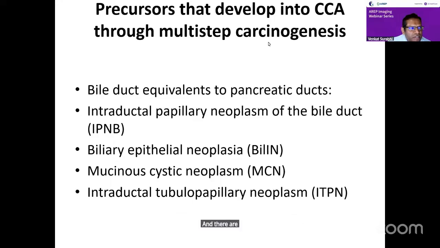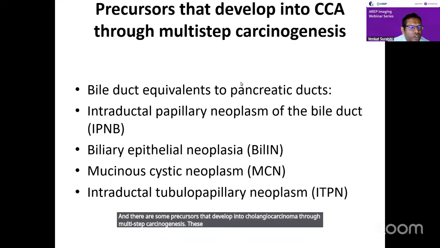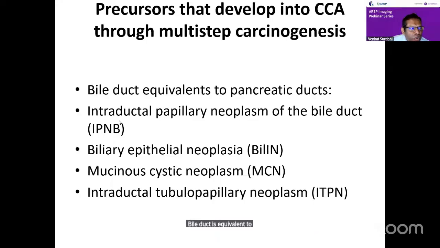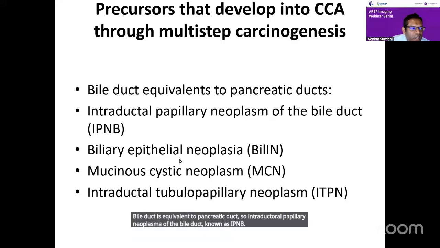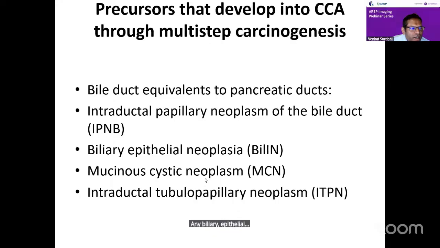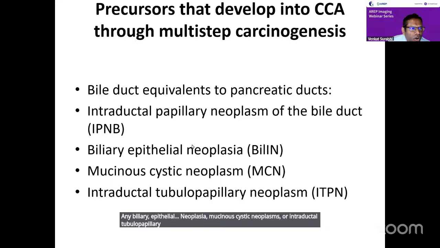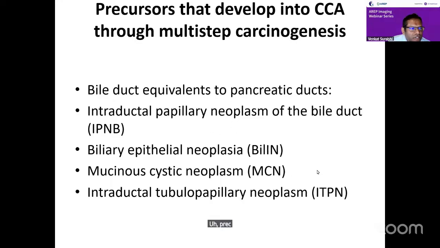And there are some precursors that develop into cholangiocarcinoma through multi-step carcinogenesis. You have to think in terms of the pancreatic duct, like IPMNs of the pancreatic duct being a risk factor for pancreatic adenocarcinoma. Similarly, the bile duct is equivalent to the pancreatic duct. So intraductal papillary neoplasm of the bile duct, known as IPNB, biliary epithelial neoplasia, mucinous cystic neoplasms, or intraductal tubulopapillary neoplasm. These are all precursors that can progress into cholangiocarcinoma.